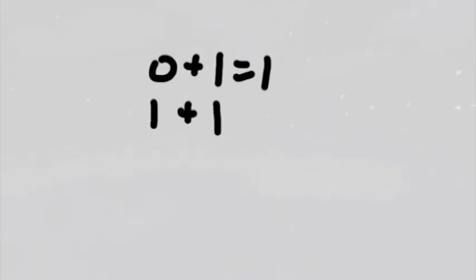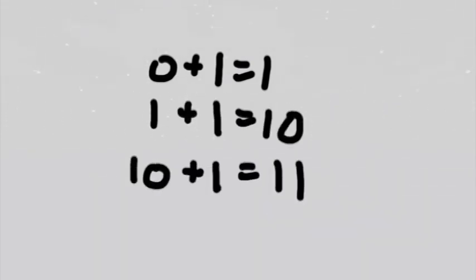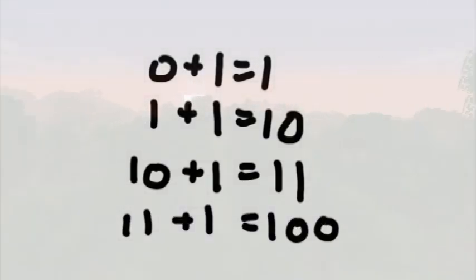Binary is base 2, so we start at 0, then add 1. But we're already out of digits, we only have 0 and 1. So when we add 1 to 1, this 1 turns into a 0, and we add a 1 to the next base, giving us 1, 0.